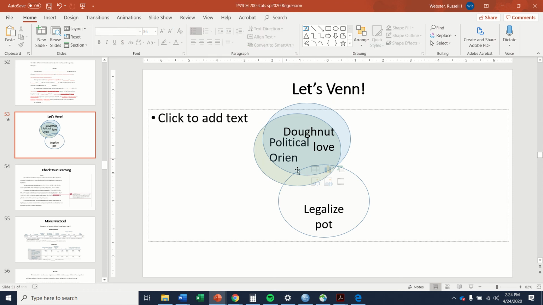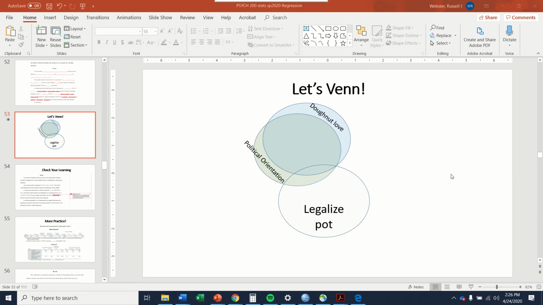I know this looks very messy. So maybe that's a little bit clearer. The blue circle here represents donut love, the green circle political orientation, and then there's unique overlap between political orientation and legalizing pot, but there is no unique overlap between donut love and legalizing pot. So political orientation wins out here.